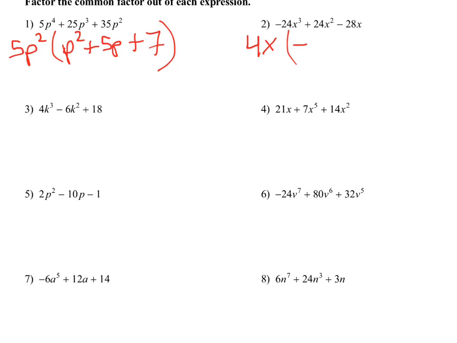So if I take negative 24 divided by 4, you'll get negative 6. And then x to the third divided by x is going to give me x squared. The next one is still going to be 6, because 24 divided by 4 is 6. And then x squared divided by x leaves me just x. And then I'm going to subtract 7, because 28 divided by 4 is 7. And then x divided by x gives me just 1. And so that's the end of that one.